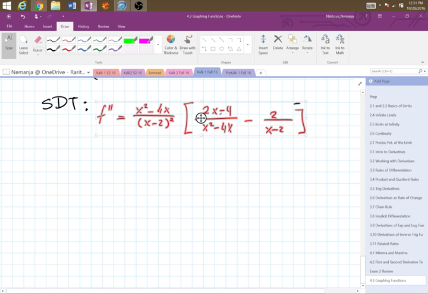Oh, you can't do this in your notebooks? Yeah, I just copied it then.